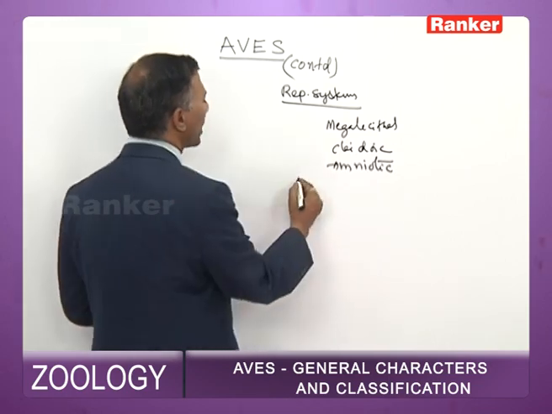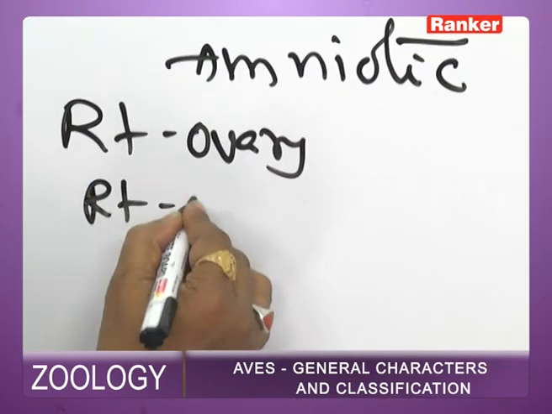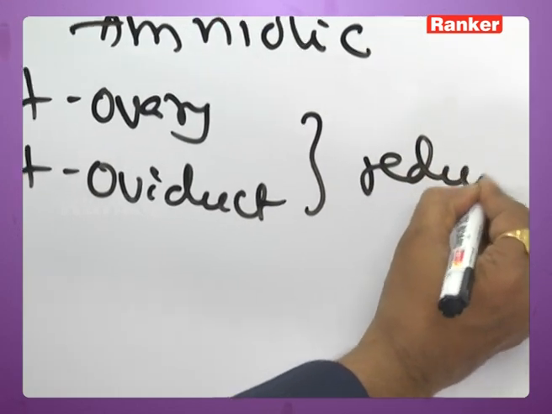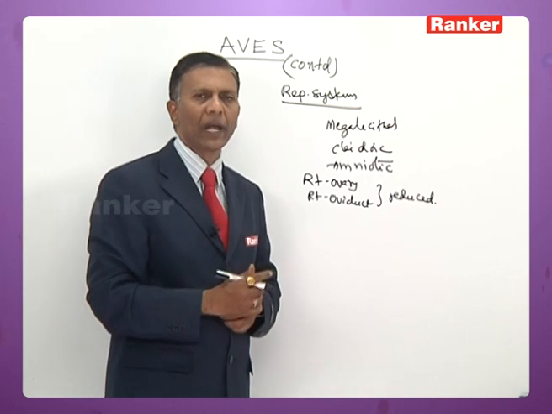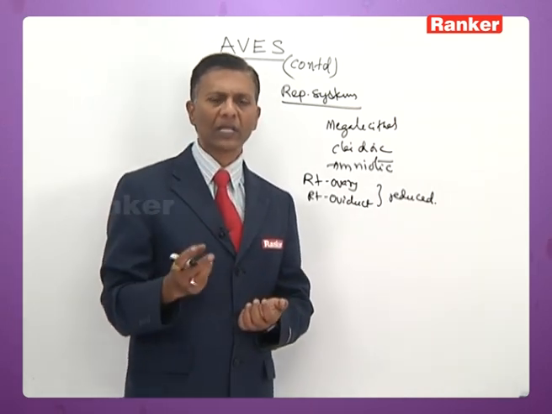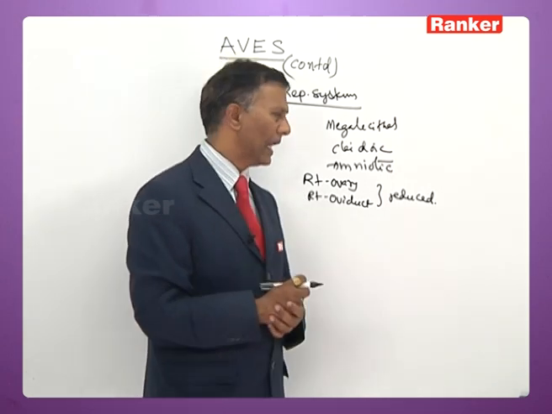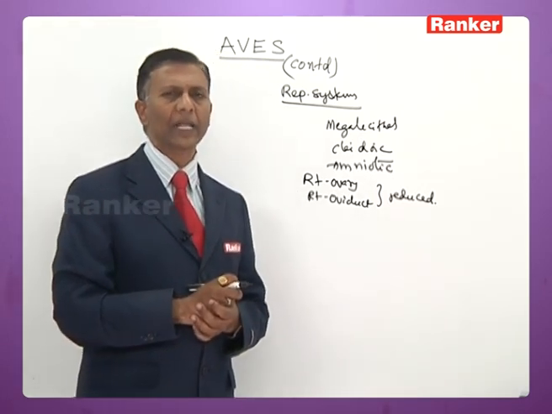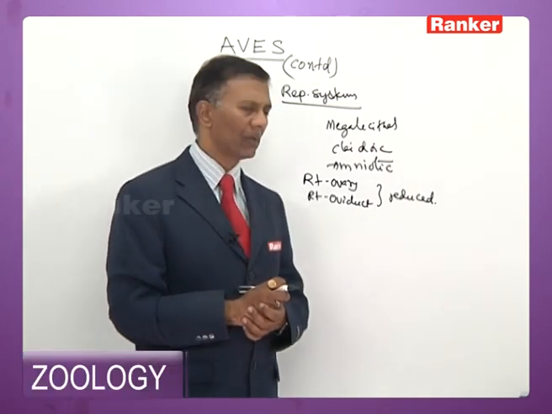And in birds, the right ovary and right oviduct are reduced, while the left ovary and left oviduct are functional. The right ones are reduced, number 1, to conserve calcium content, and number 2, to reduce the body weight. In case the left gets damaged, the right becomes functional. That's why they are not completely absent; they are in rudimentary form.